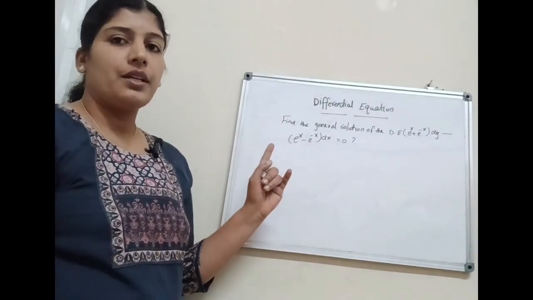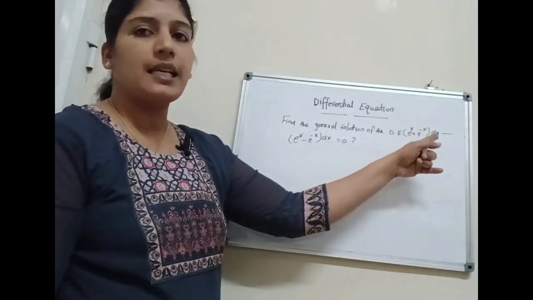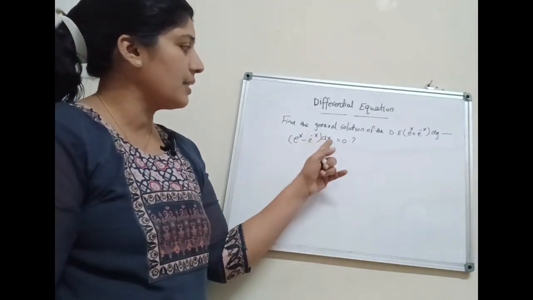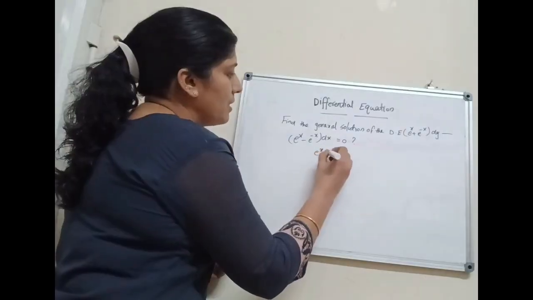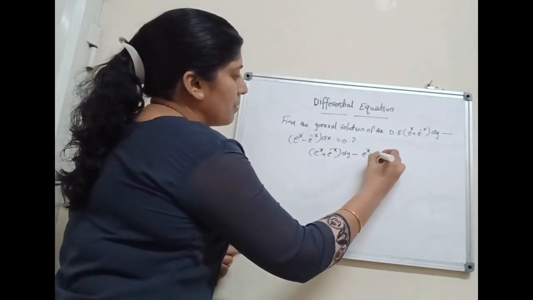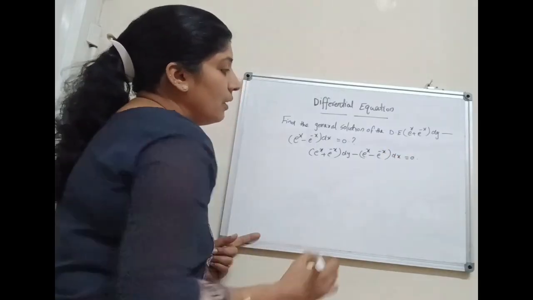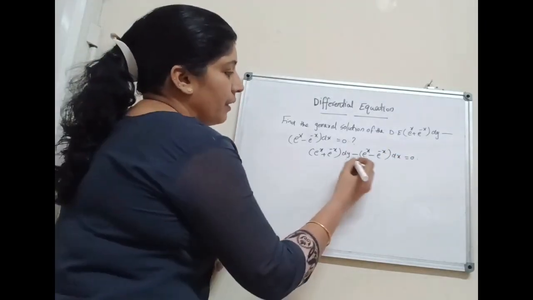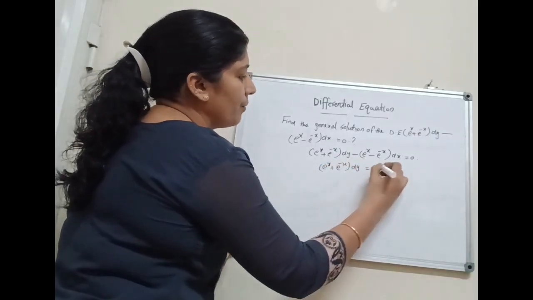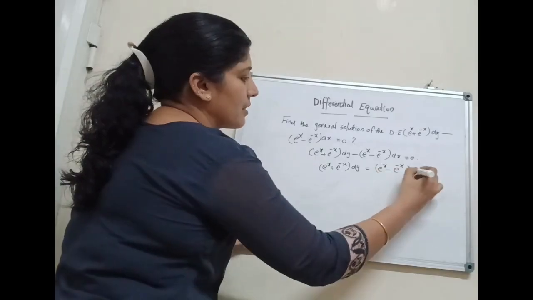Next, answer the question. Find the general solution of the differential equation e raised to x plus e raised to minus x dy minus e raised to x minus e raised to minus x dx equal to 0. First, we have to separate the variables. Therefore, e raised to x plus e raised to minus x dy equal to e raised to x minus e raised to minus x dx.